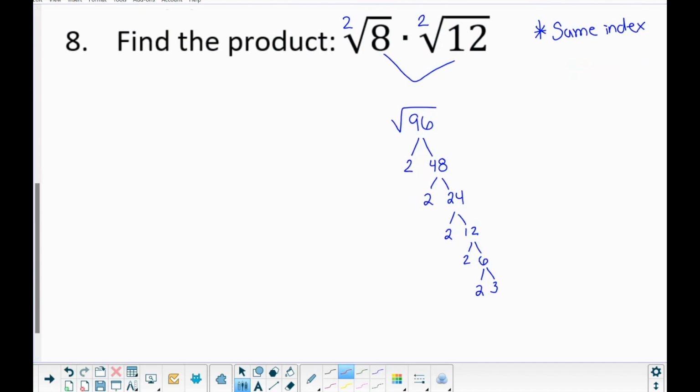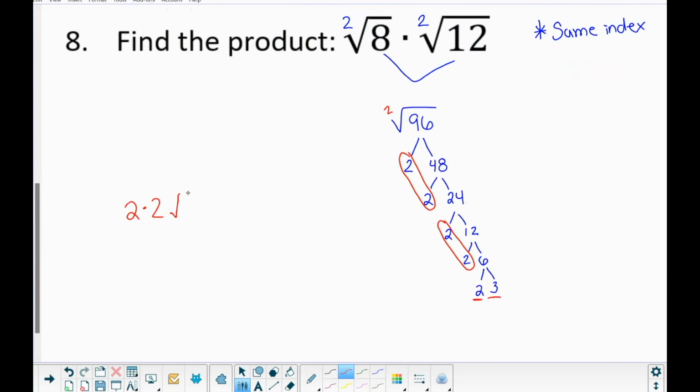So let's look for pairs. Well, I need 2 because my index is 2. So I need 2 of a number. So I've got 2 2s here. That means I can pull them out. I've got 2 more 2s here. So I can pull those out. Remember, anytime you pull anything out, if it's more than one set, you got to multiply them. And I've got a 2 and a 3 left.